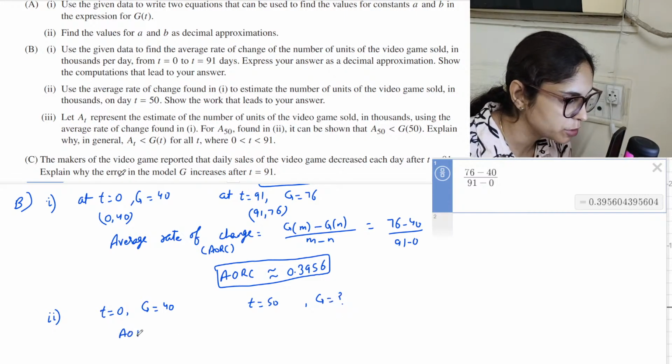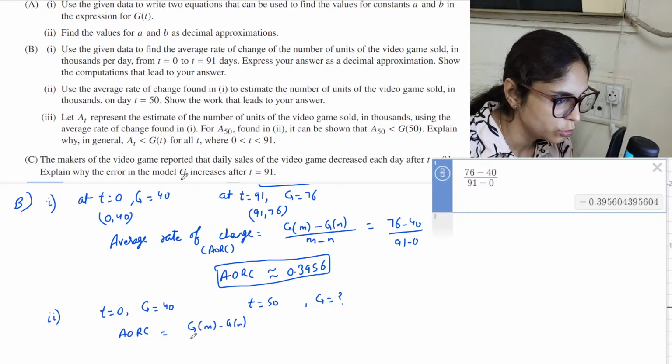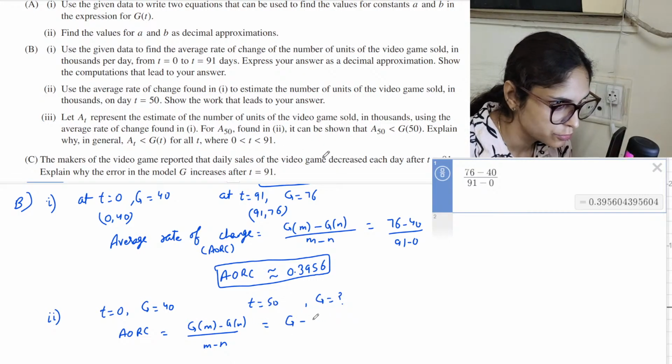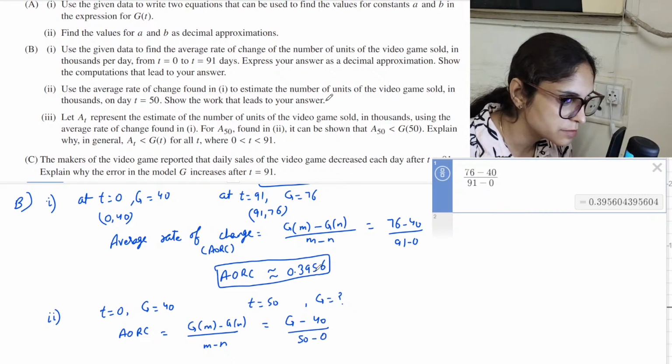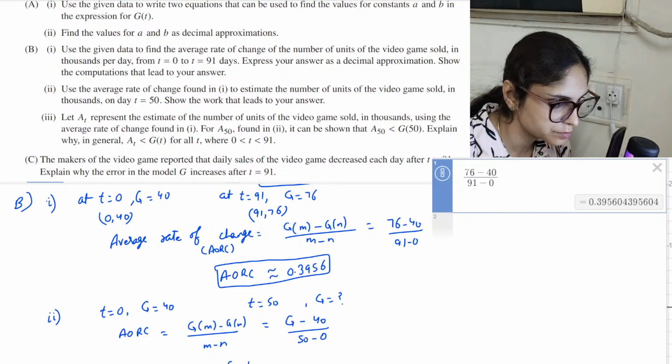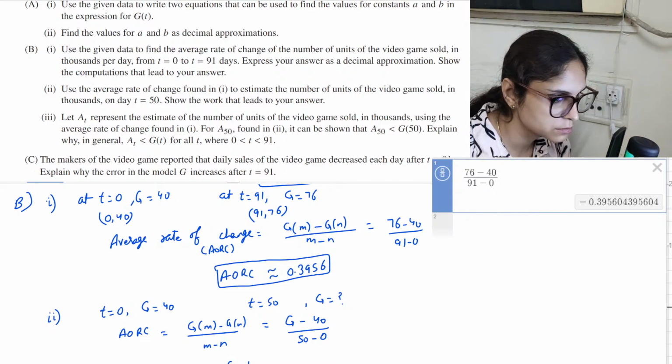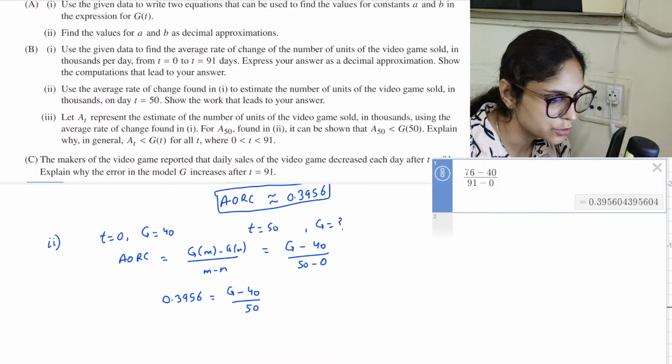So again, I will write the formula for average rate of change, AORC. It is G of M minus G of N over M minus N. Now in this case, I do not know what G is, so I will write G minus 40 over 50 minus 0. And AORC is given as 0.3956. G minus 40 over 50. So we will again use Desmos to get our calculations right.